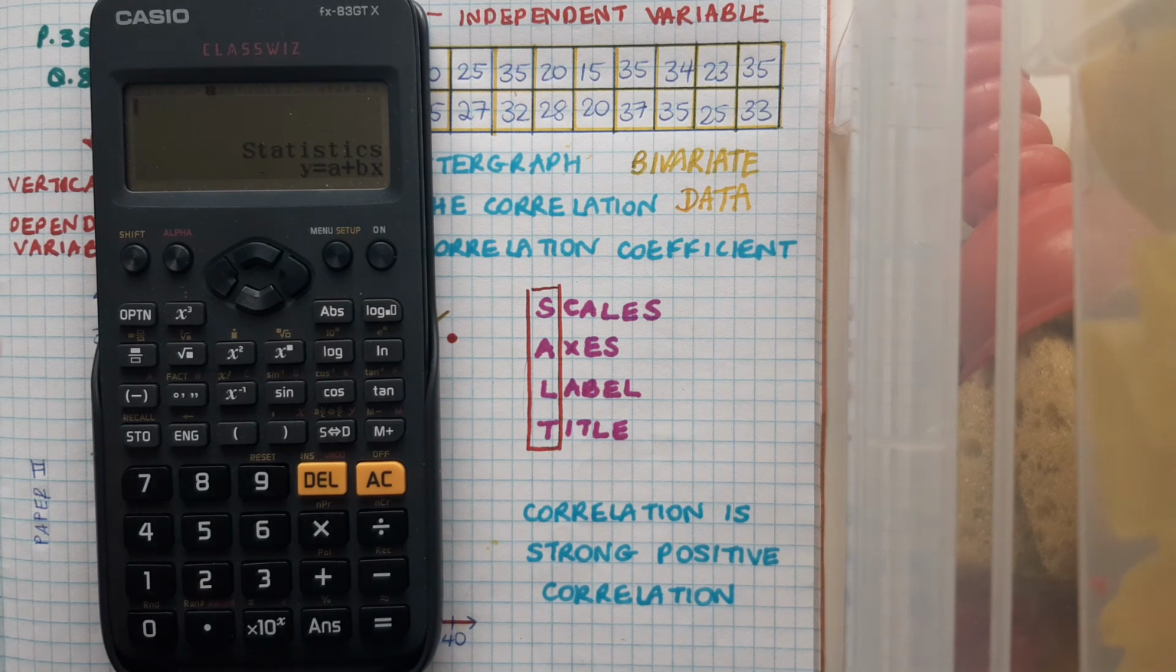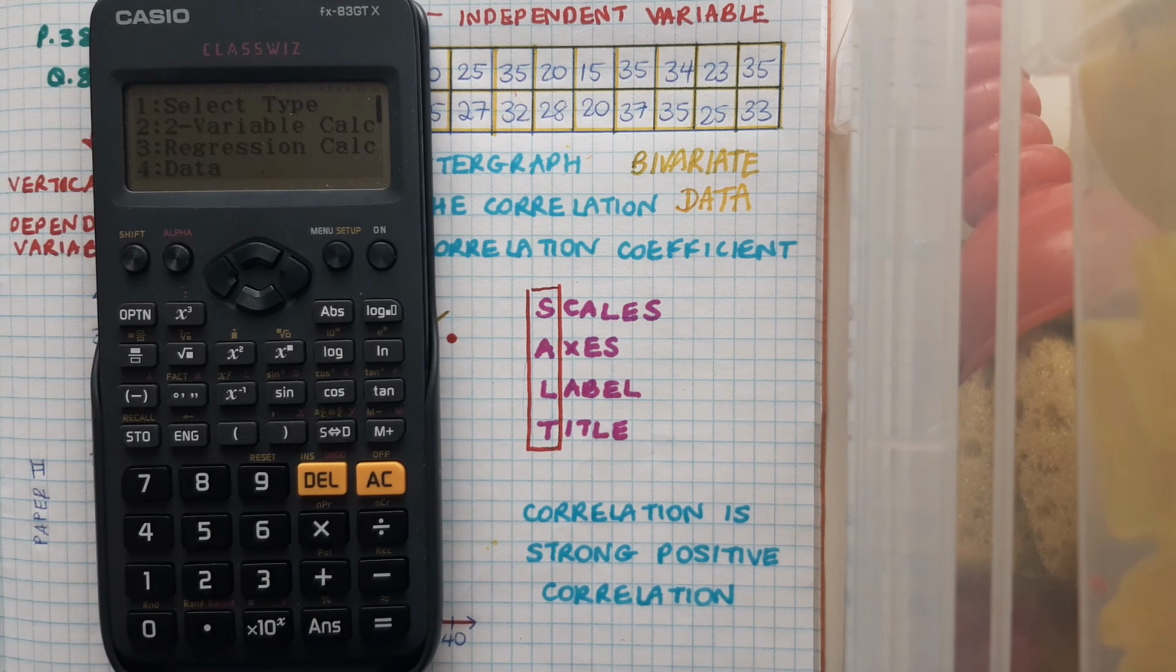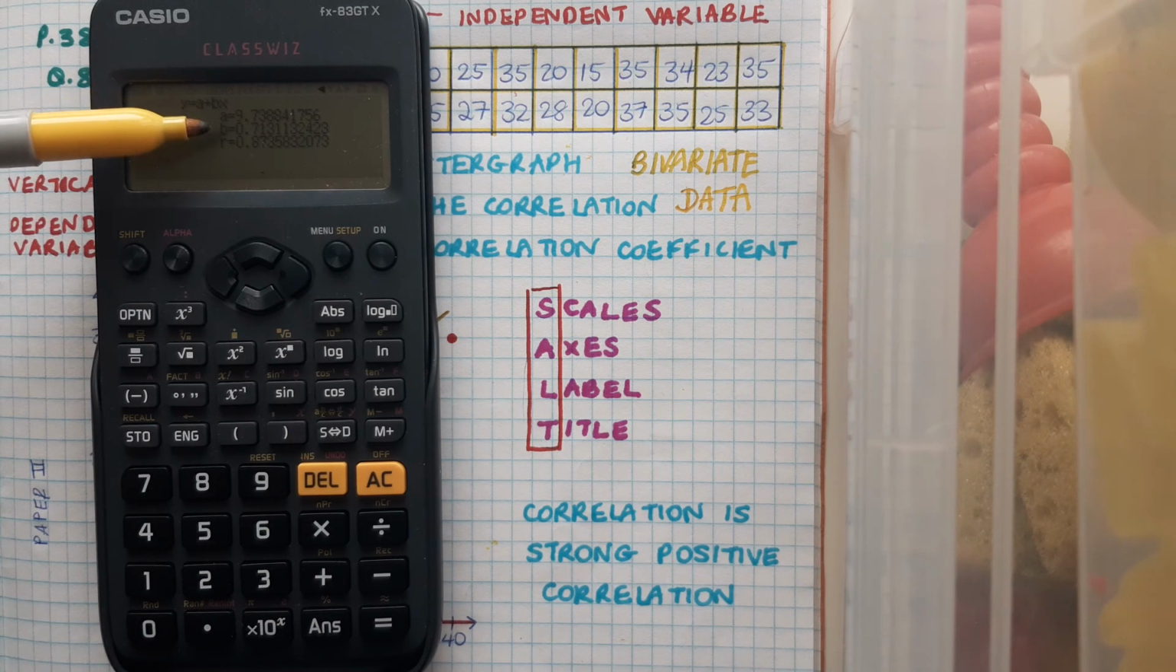On this newer calculator, I'm going to press the option button, and it asks me what I want. I want option number 3, regression calc. So I'm going to press 3, and then it gives me 3 values. It gives me A, B, and R. A and B aren't relevant to us on the ordinary level course, so we can ignore those. It's just the R that I'm looking at.